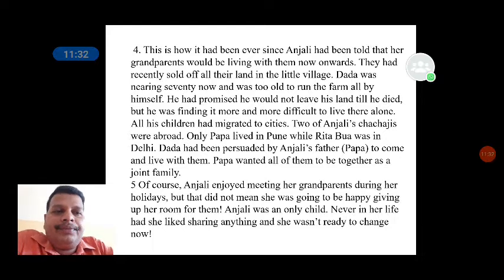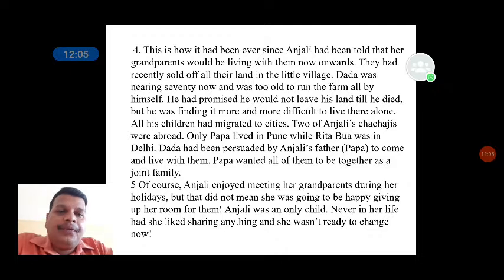Papa wanted all of them to be together as a joint family. Here joint family means grandparents along with the parents and the grandchildren. That is called a joint family. Only the kids and the father and mother, that is the nuclear family. More than that, that is the extended family. Okay.